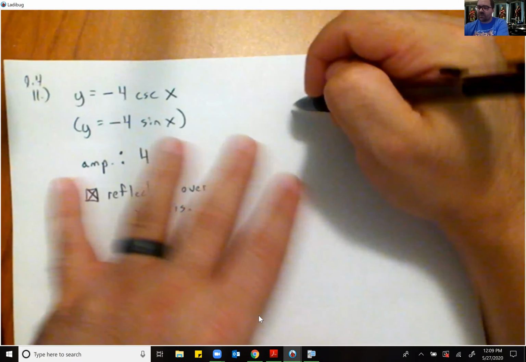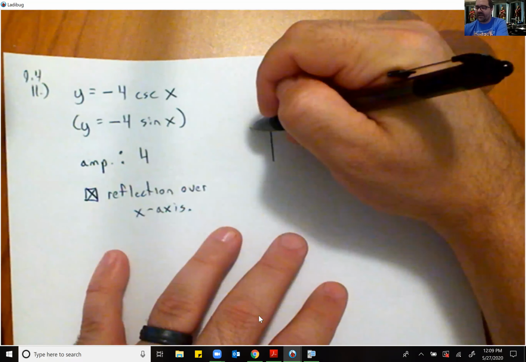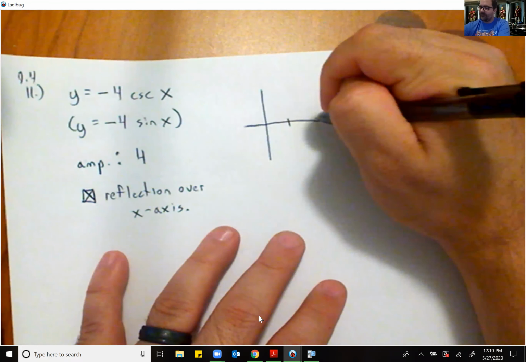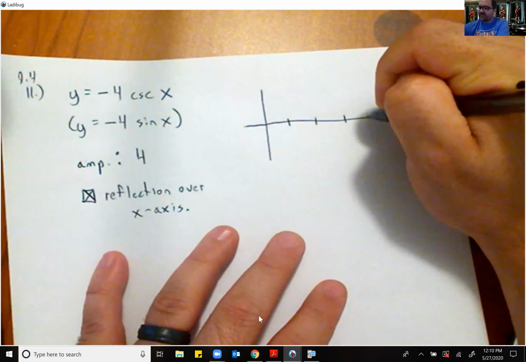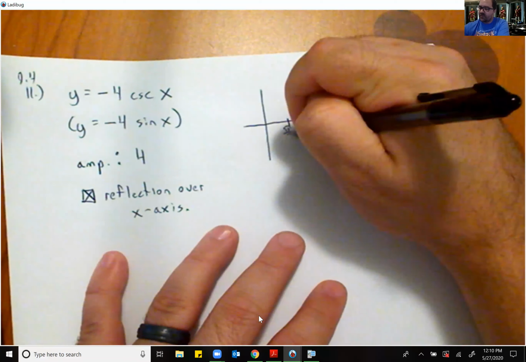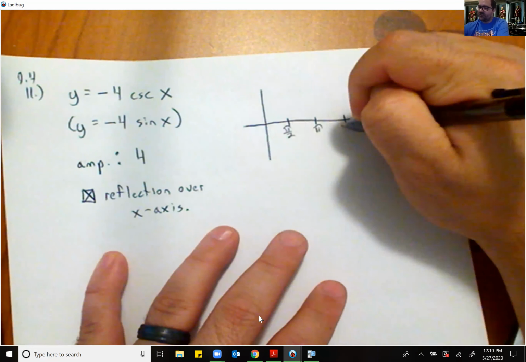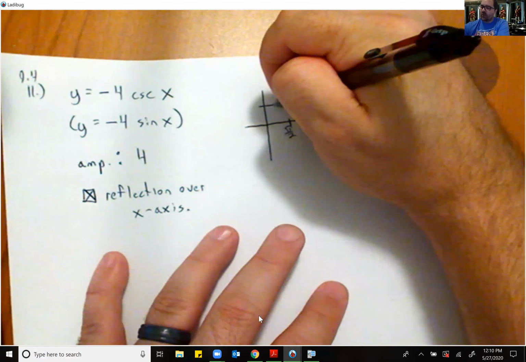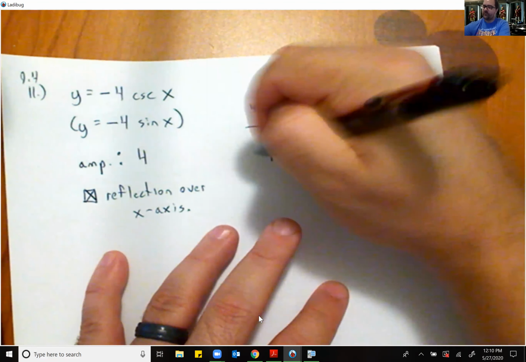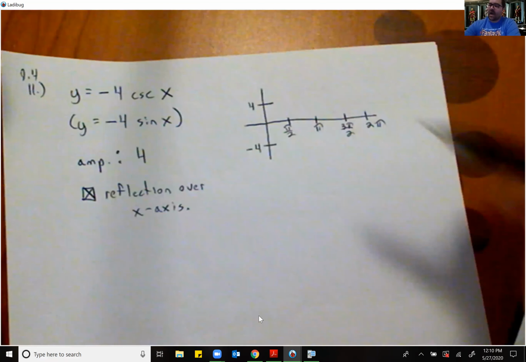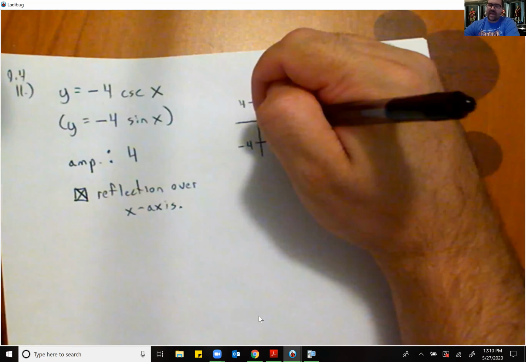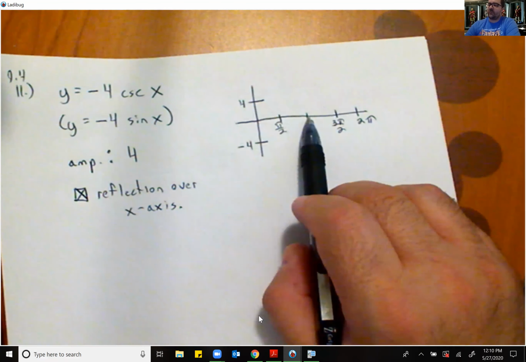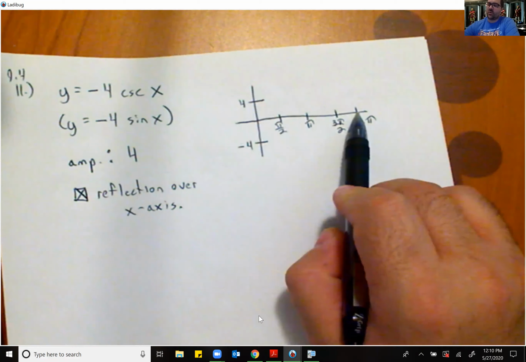Let me show you what I'm talking about here. Because I didn't change anything, my graph will look like this so far. This is pi halves, pi, 3 pi over 2, 2 pi, 4, -4. Now, normally sine starts at the origin and then goes up and then goes down and back up. So that's the normal sine graph.